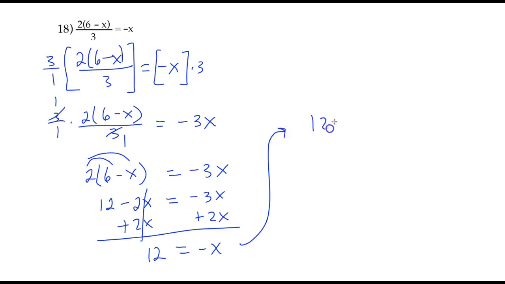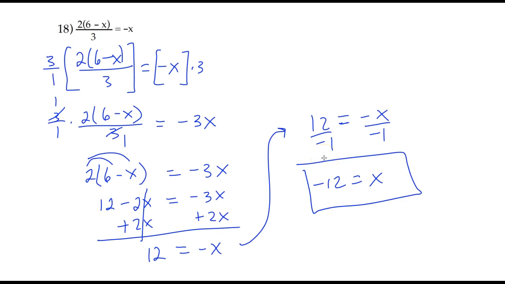Of course, to finish everything up, here I could divide both sides by negative 1. 12 divided by negative 1 is negative 12. Negative x divided by negative 1 is a positive x. And this is our answer.